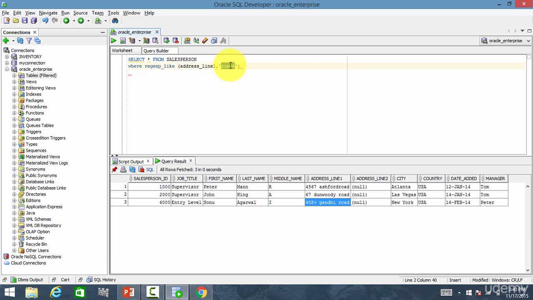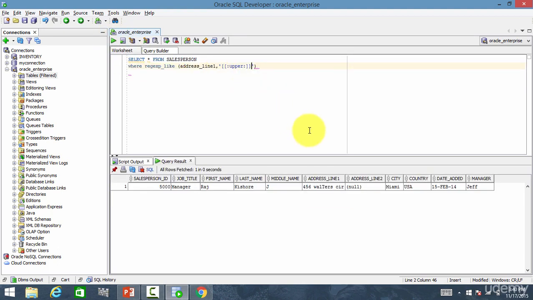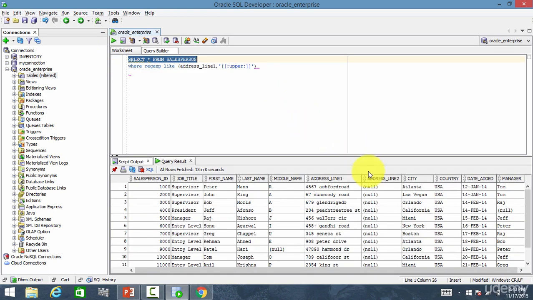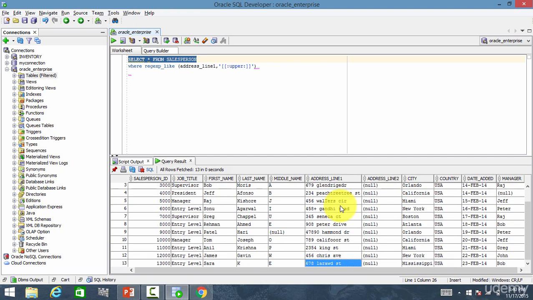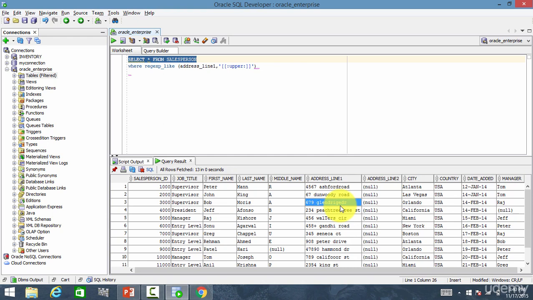So I want all the addresses which have at least one capital letter. So colon, upper, colon, brackets close. That's it. And let me search it. Oh, I have only one address with a capital letter. You see, here T is a capital letter. And let me run the query. And you see, almost all the addresses are in smaller letters, except one, which has an uppercase letter.